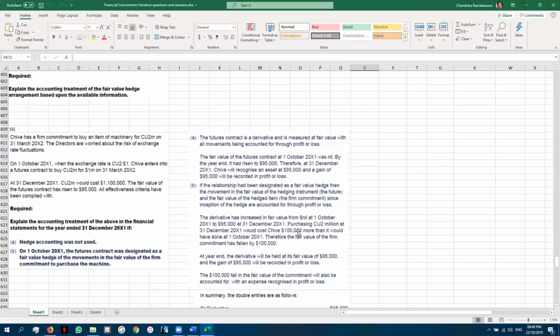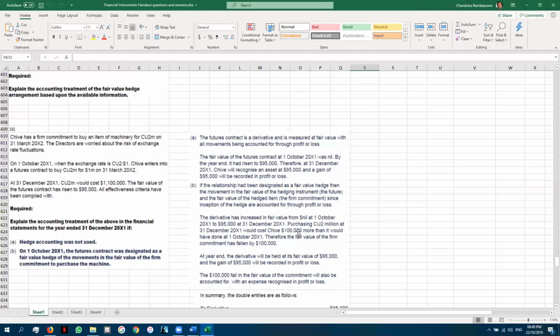The derivative has increased by 95. Purchasing CU2 million at 31st. Of course, they are not actually buying it at 31st, but we cannot have our cake and eat it. We have to do the adjustment necessary as well. Would cost over 100,000 more. Therefore, the fair value of the commitment has fallen by 100.